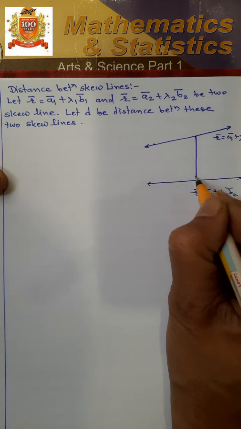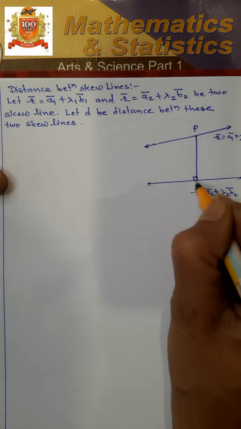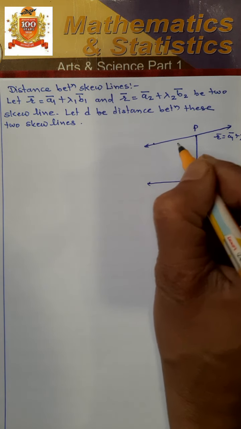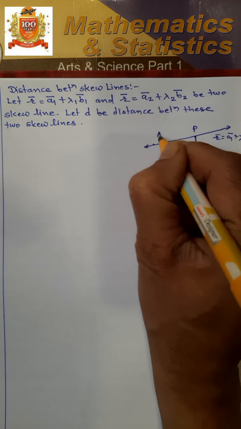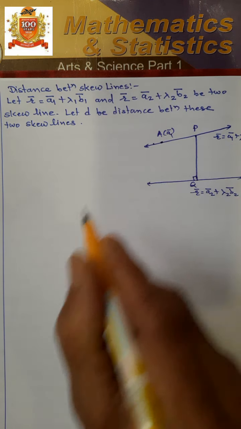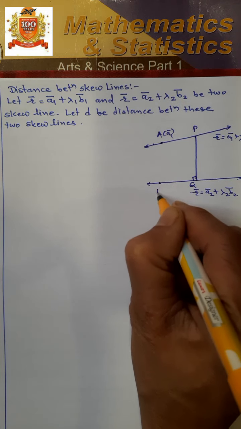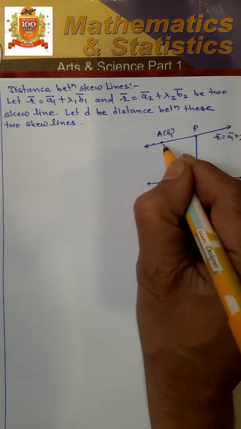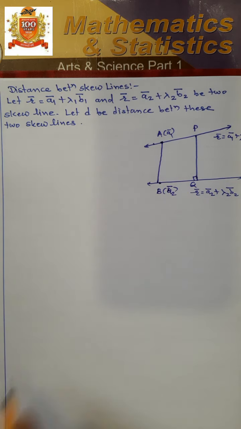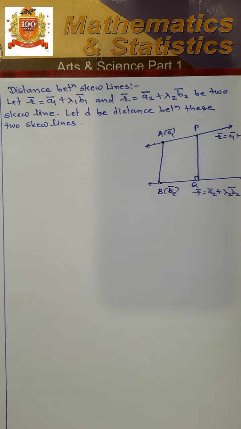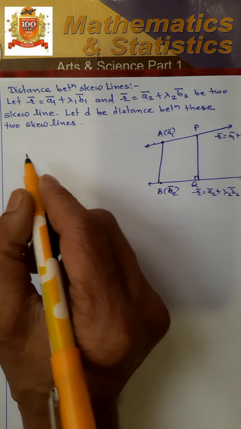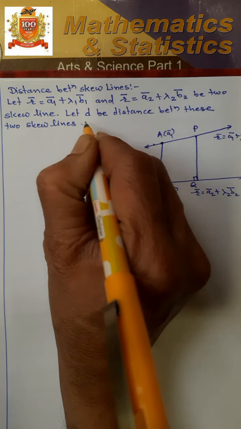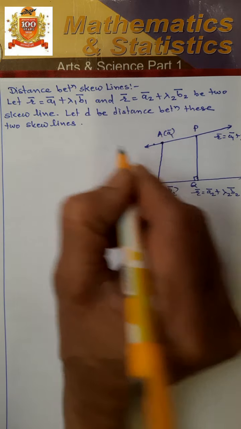This is the perpendicular distance. PQ is the perpendicular distance between these two lines. This is point A, whose position vector is a1 bar. This is point B, whose position vector is a2 bar. Join this, isn't it? Skew lines. Let D be the distance between these two skew lines.